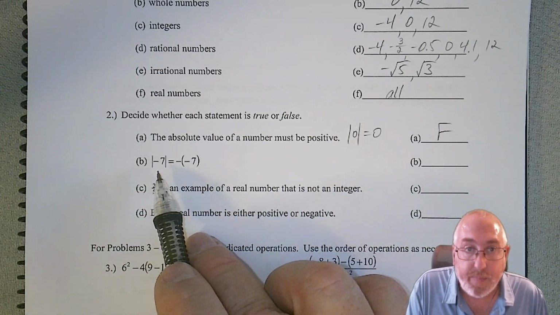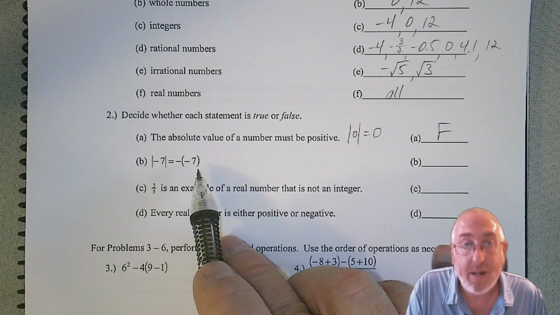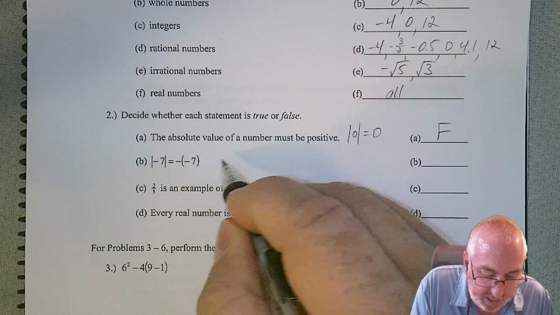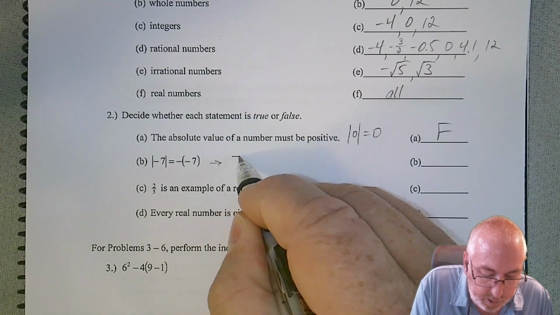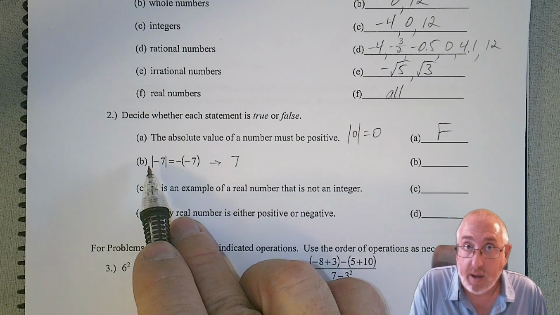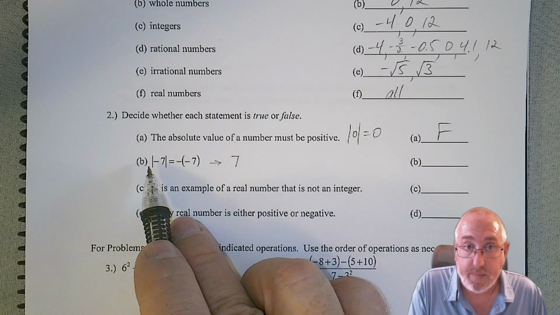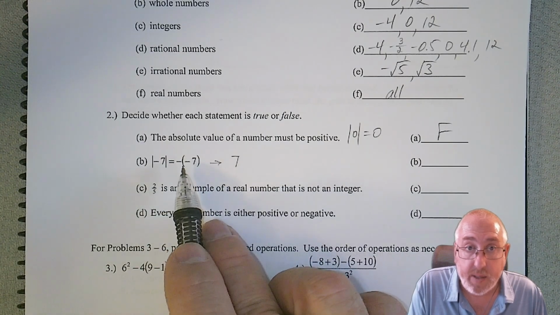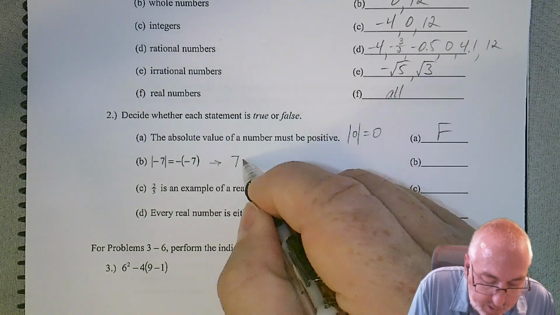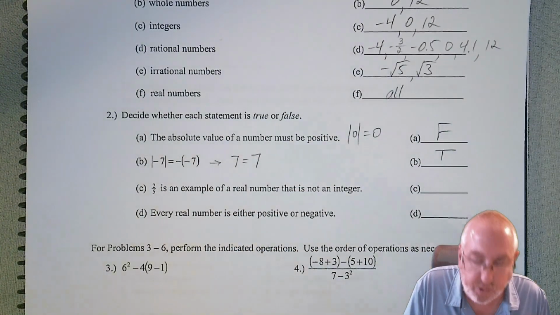How about the next one? Absolute value of -7 equals the negative of -7. Well, if we simplify this down, absolute value of -7 should be 7. Again, there's no negative outside of the absolute value, so that means that it's got to be positive. Now the other side, -(-7), remember a double negative cancels things out, so that's going to have to be +7 as well, so that's going to have to be true.